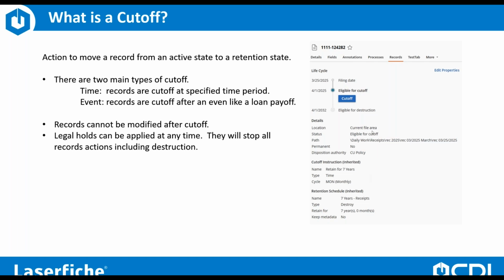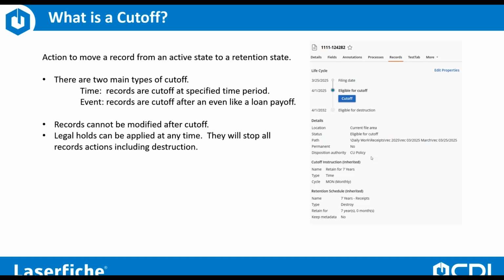There are two main cutoff types. For this example, you may cut off receipts at the end of each month or at the end of each year. The records will then be held in retention until they have reached the end of their retention period. This is a time-based cutoff. These are cut off on a specific schedule. So 7 years from the cutoff, a receipt can be destroyed or dispositioned.